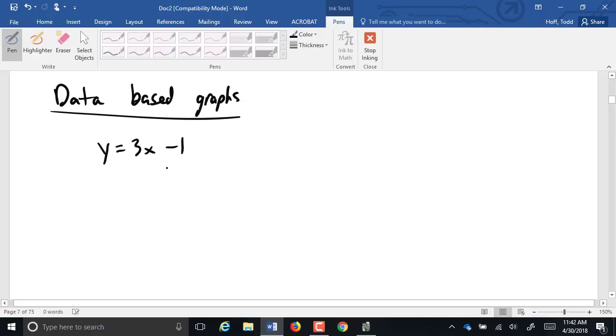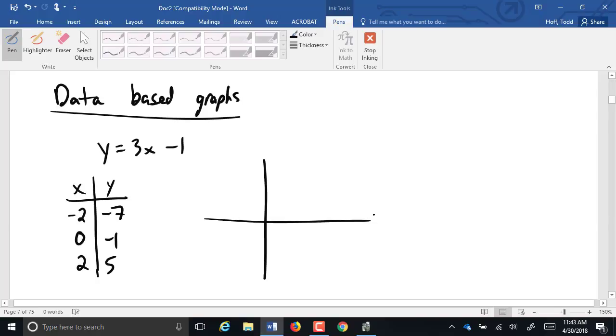3x minus 1, before we learned the shortcut for graphing lines, we did a table where we picked values for x. We might have done -2, 0, and +2. And we calculated what y had to be. So if x is -2, y would be -7. That's just 3 times -2 is -6 minus 1. If x was 0, 3 times 0 is 0, minus 1 is -1. And if x was 2, 3 times 2 is 6, minus 1 is 5.